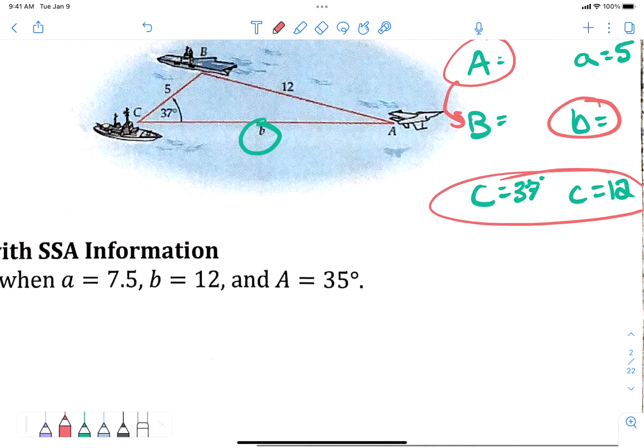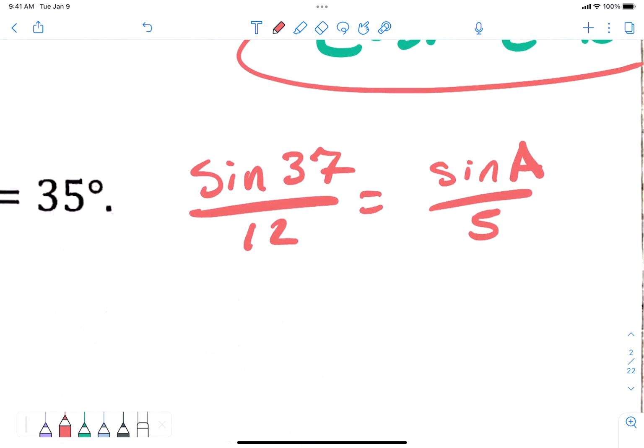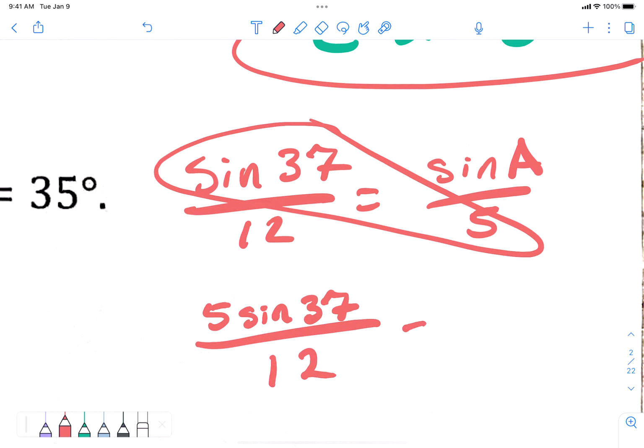Sine of 37 over 12 equals sine of A over 5. Perfect. All right, so let's multiply 5 and sine 37, and we're going to divide by 12, and that's equal to sine of A.